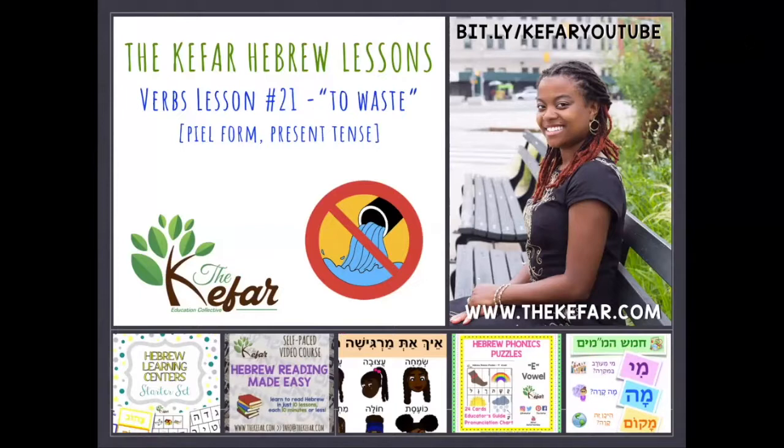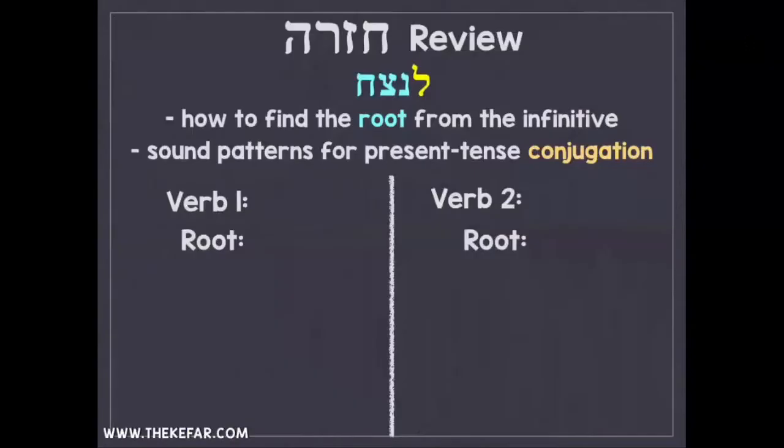And I'm going to introduce to you another PL conjugation category right after we review what we did in our last lesson. So in the last lesson, we learned about PL verbs whose roots end in a chet or an ayin and what that conjugation pattern looks like using the verb lenatzeach, which is to win.